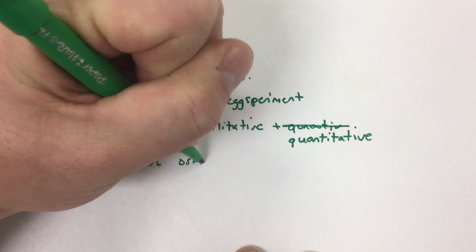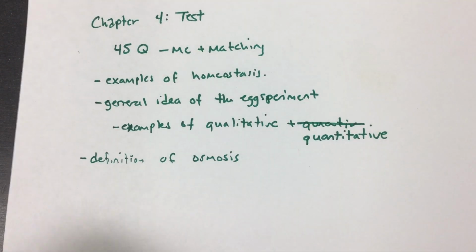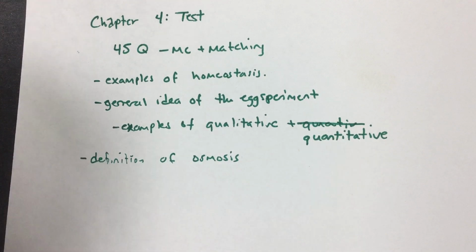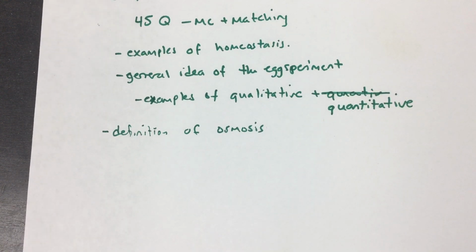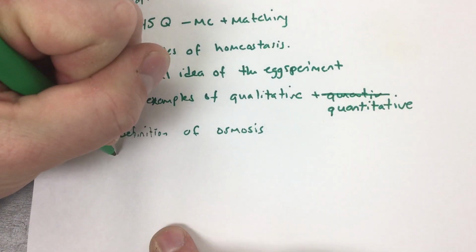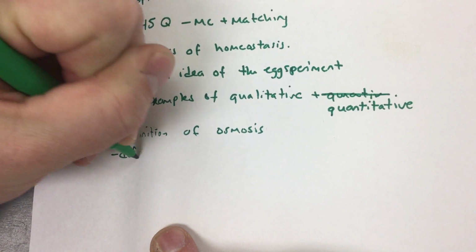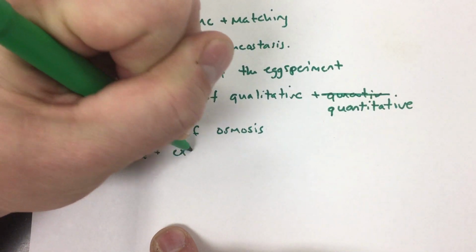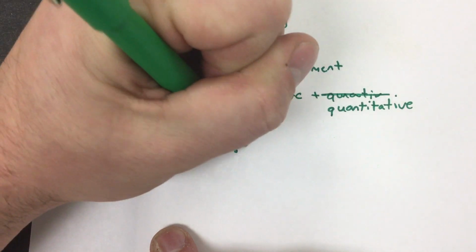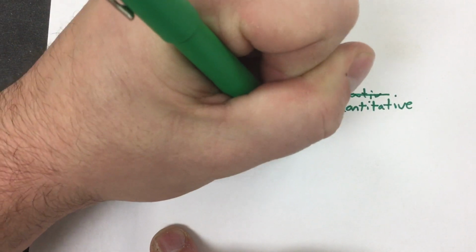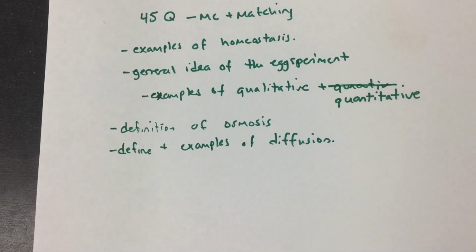And then you need to know the definition of osmosis: the movement of water from high to low concentration, or the diffusion of water. And then you need to define diffusion and know examples of it. And you need to know high-low.